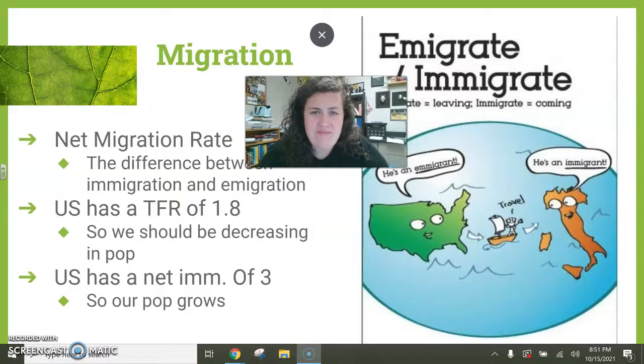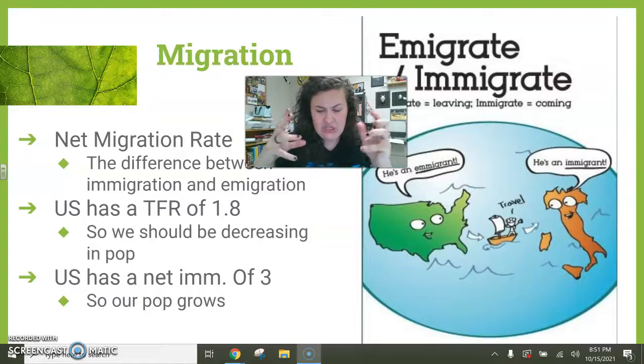Okay, so those are just some different metrics that we can look at in a population and different things that we can talk about a population with. I'm out of time, but we'll come back tomorrow and talk about age structure diagrams, which are really interesting.